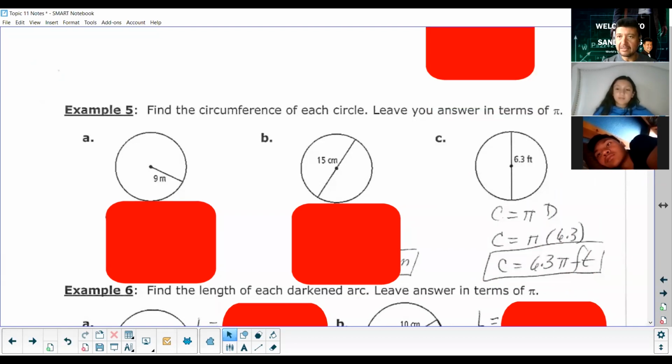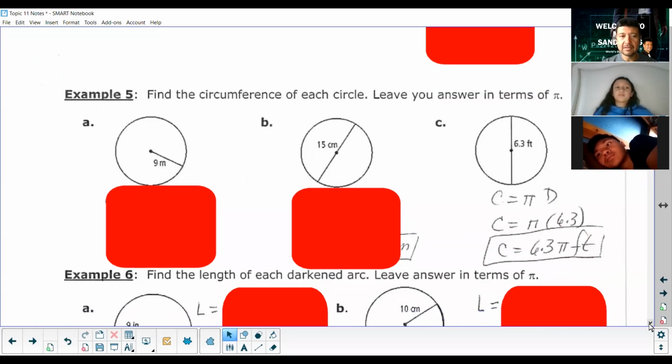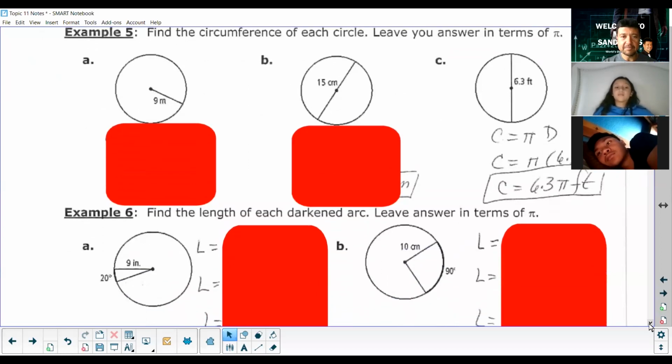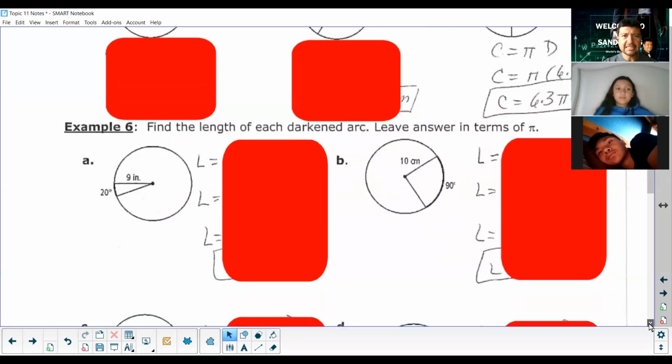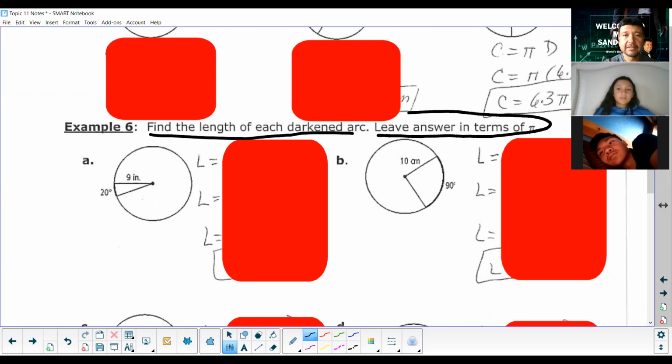All right, now let me go ahead and scroll down. Now, our very last example, it's easy to understand, but there is a process involved. Now, the thing they want us to do is this. They want us to go ahead and find the length of each darkened arc, and leave it in terms of pi.